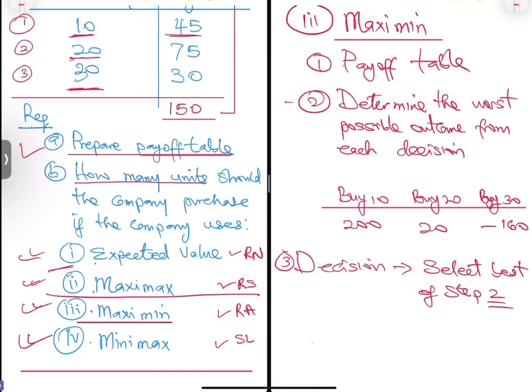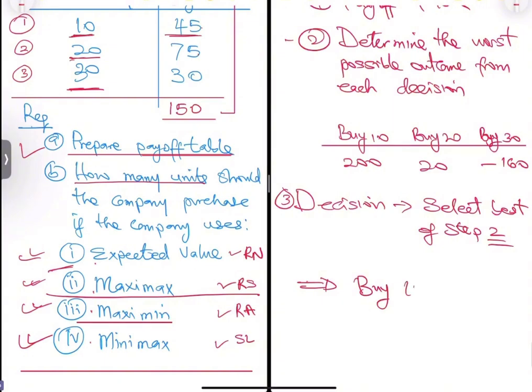And in that case, what decision are we going to take? Buy how many units? Buy 10 units. Thank you. That is Maximin.